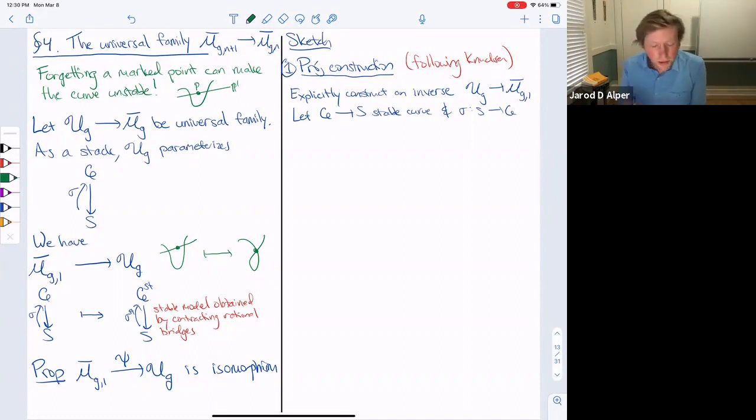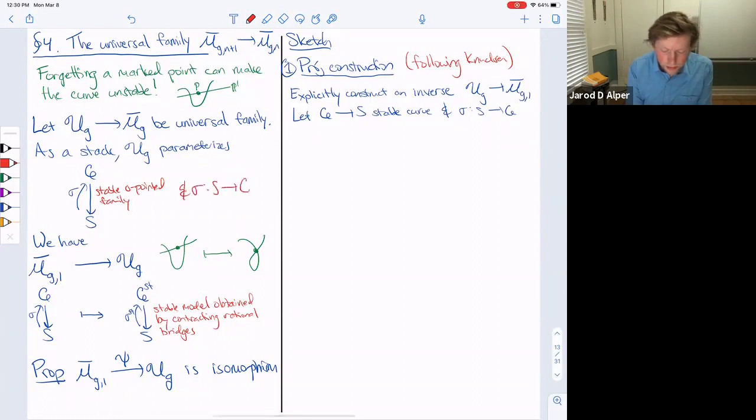On the other hand, we do know what the universal family over M_g bar is. We do have a stack theoretic description of it. So let U_g be the universal family. So we know as a stack, U_g parameterizes diagrams like this, where C to S is a stable 0-pointed family, so you're stable without the section, and sigma is just an arbitrary section. It could land in the singular locus.